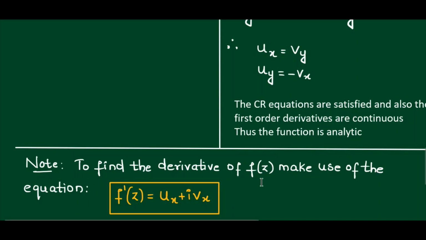To find the derivative of the function f of z, we are making use of this equation, that is f dash of z equal to ux plus ivx. We have obtained this equation from the Cauchy-Riemann equations theorem, which I will discuss in the next video.